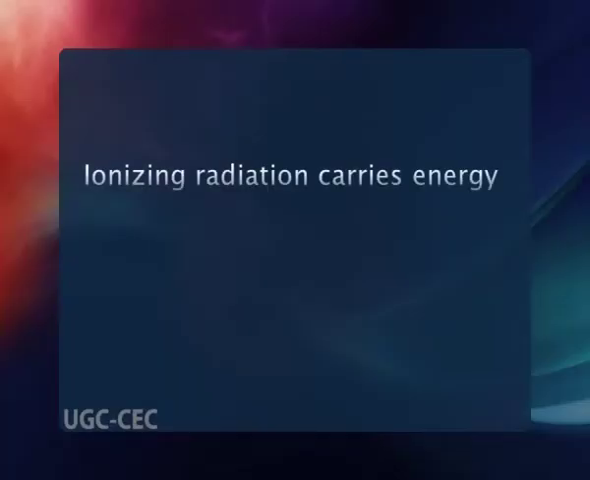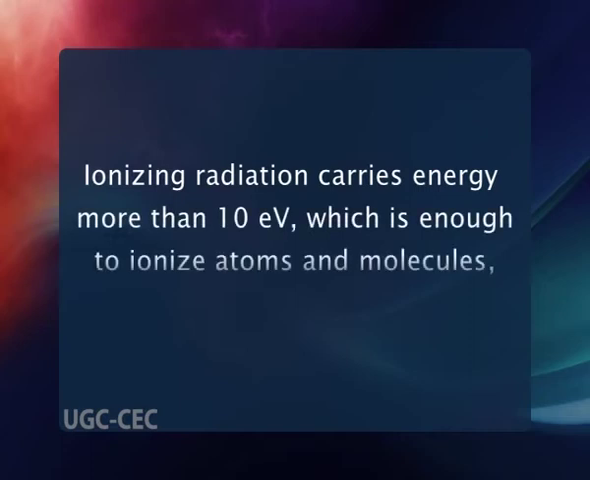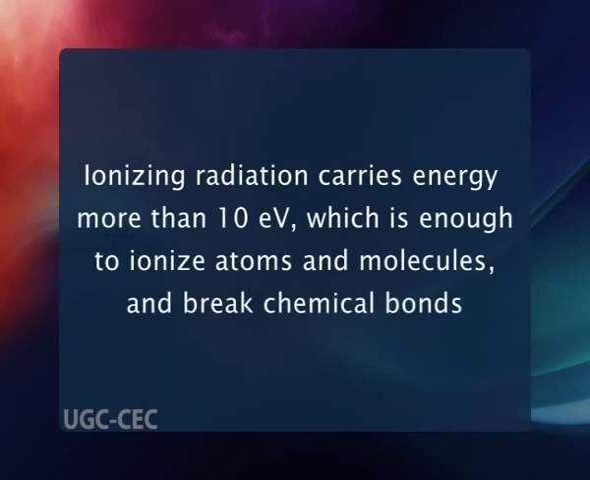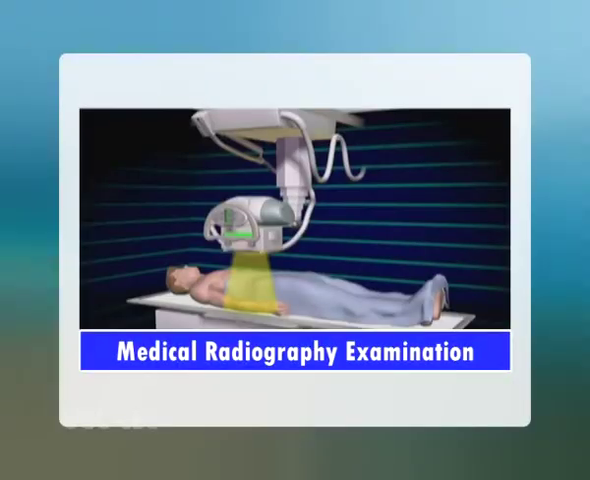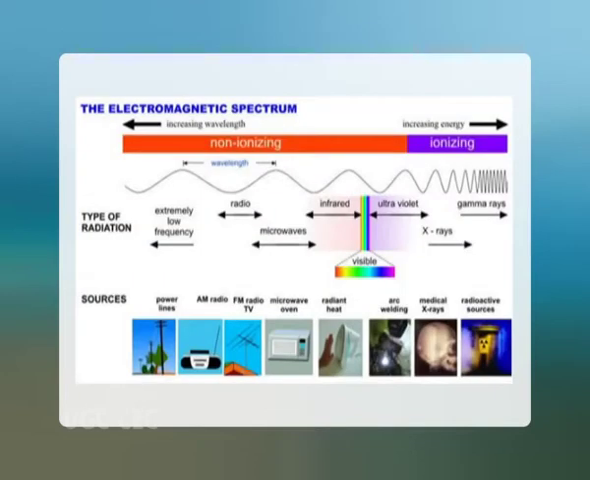Radiation is often categorized as either ionizing or non-ionizing, depending on the energy of the radiated particles. Ionizing radiation carries energy more than 10 electron volt, which is enough to ionize atoms and molecules and break chemical bonds. A common source of ionizing radiation is radioactive material that emits alpha, beta or gamma radiation, consisting of helium nuclei, electrons or positrons and photons respectively. Other sources include X-rays from medical radiography examinations. Gamma rays, X-rays and the higher energy range of UV light constitute the ionizing part of the electromagnetic spectrum.